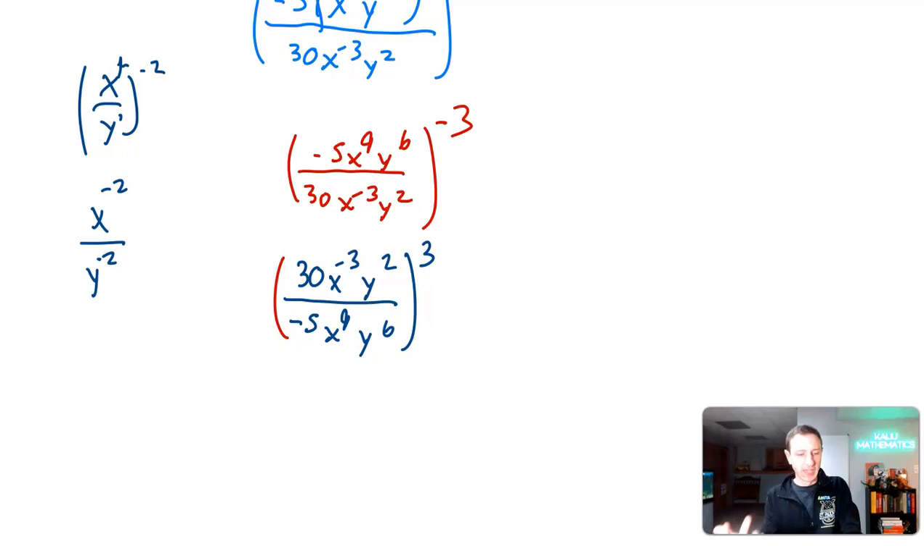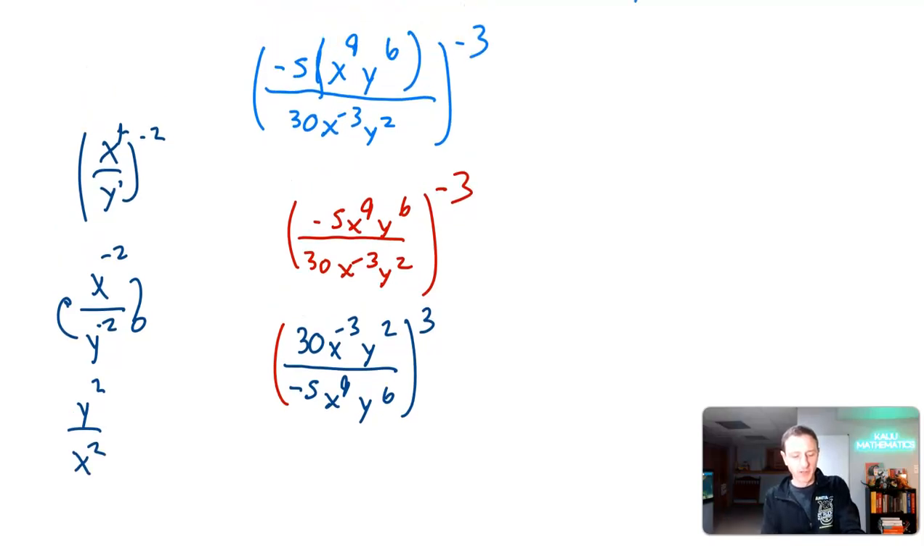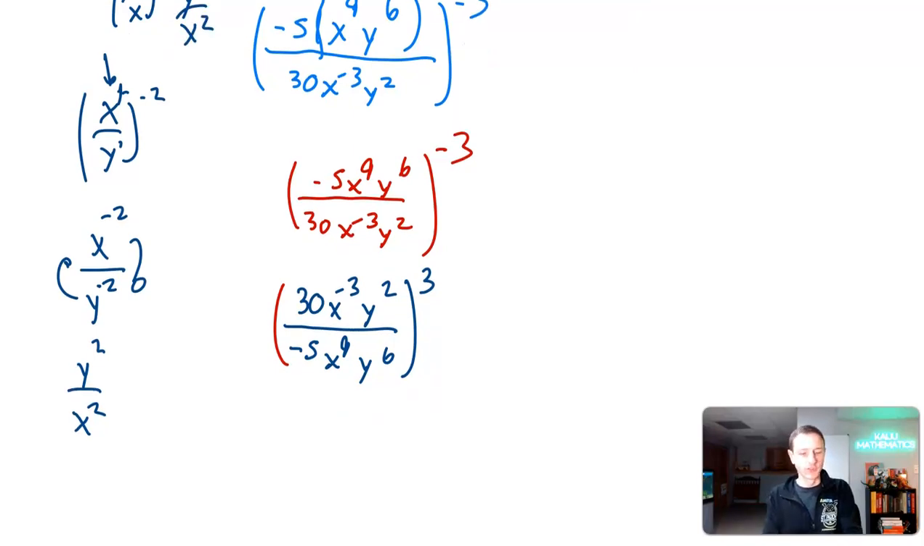What happens? Negative exponents go down, come up. So it would be y to the second over x to the second. So if I go back to this original step here of having x over y to the negative second, I could just rewrite that as y over x to the second. And then that becomes y to the second over x to the second. You get the same exact thing. That's why we're able to do that.